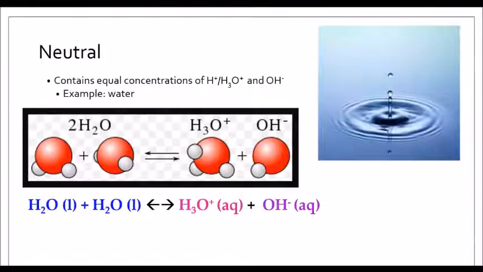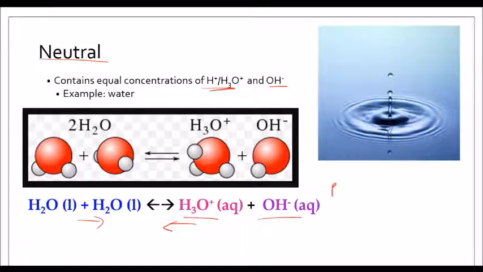Now, pure water is going to be neutral because it contains equal concentrations of the hydrogen, hydronium, whichever way you want to look at it, and the hydroxide. The example, of course, is water here, and this is showing the self-ionization of water. It's in constant dynamic equilibrium. So the 2 waters reacting, producing hydronium and hydroxide, are at an equal rate as the hydroxide and the hydronium reacting to form back the 2 waters. And that's why there's always equal concentrations.